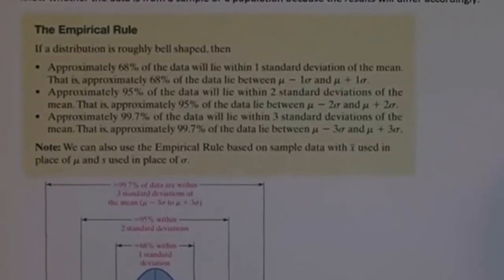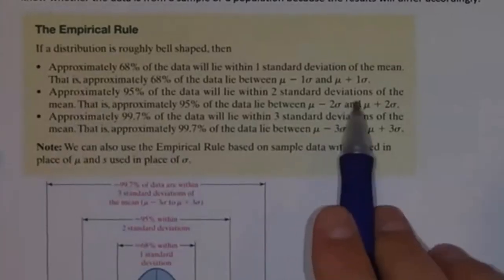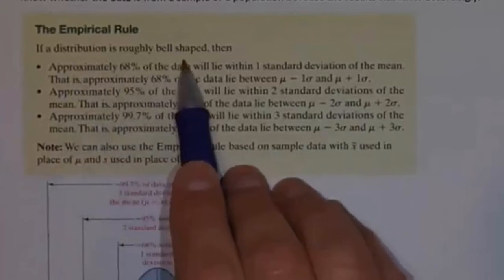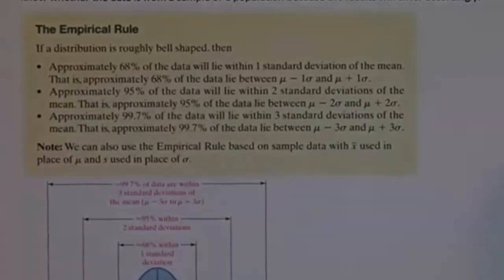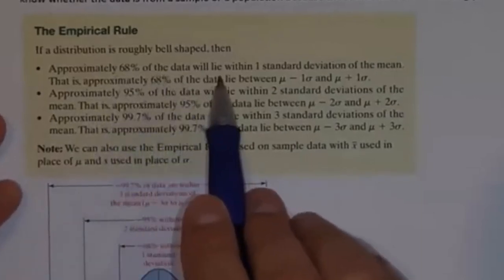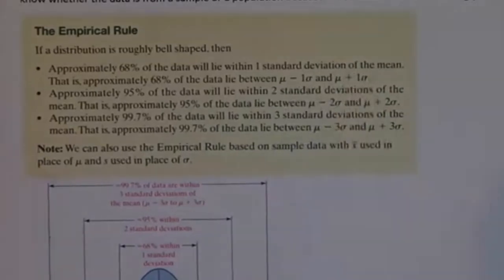So we have the first of two rules. The first rule is called the empirical rule. And then we have a second rule that we'll see in a minute called Chebyshev's inequality. So the empirical rule is here. If a distribution of data is roughly bell-shaped, so approximately a bell-shaped distribution, then approximately 68% of the data will lie within one standard deviation of the mean.